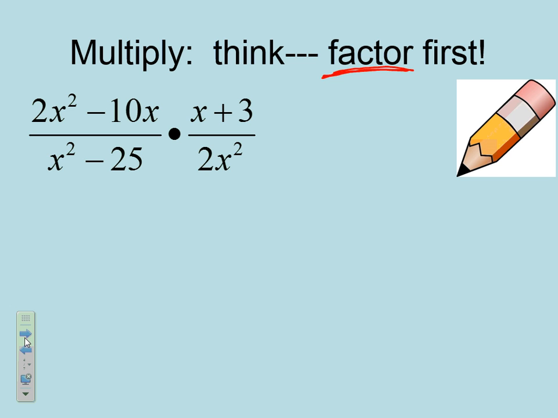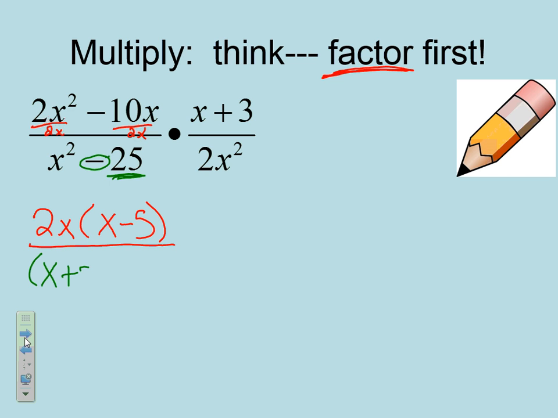This first one, I can take out a greatest common factor. I can take out 2x. So if I take out 2x out of both of these, I'm going to be left with x minus 5. Now the one underneath it here is a difference of squares. So they're perfect squares. 25 is a perfect square. We're using subtraction, so it's going to be x plus 5 and x minus 5. Now we're going to take that times. The top one I can't simplify, so I'll leave it as x plus 3. The bottom one I also can't simplify, so we'll leave it as 2x squared.